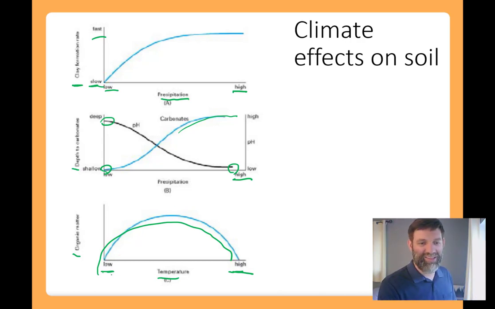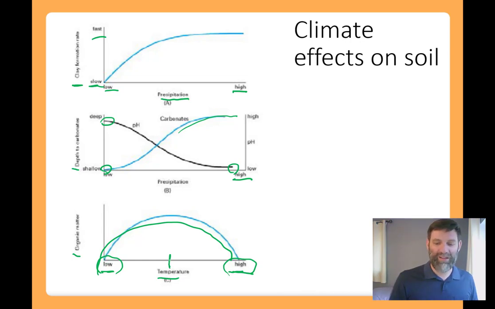So on the left side, there's just not a lot of input. On the right side, there's a lot of output. And in the middle, temperate zones is where those kind of balance out a little bit. And so high organic matter soils are often in more temperate temperature climates.